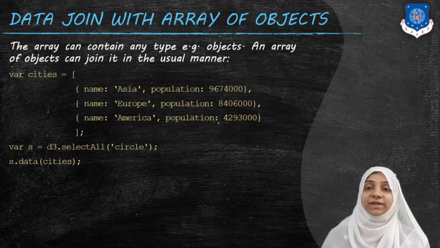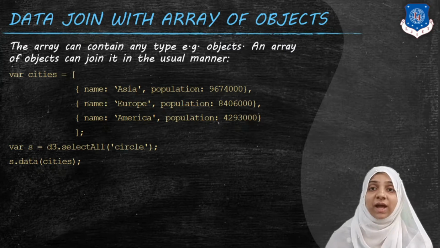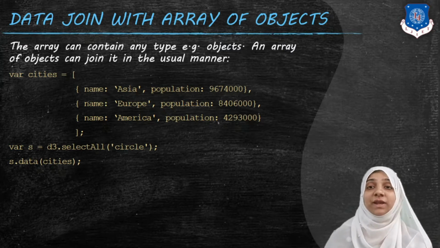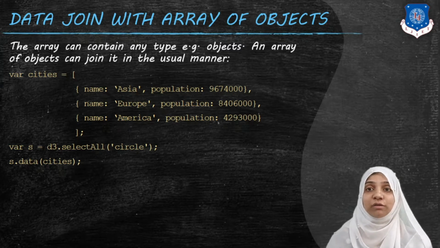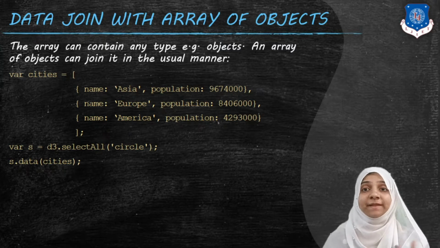We can also join data which is not a simple array, but an array of objects. So whenever your data is not a simple array of numbers or text, but a combination of text as well as numbers stored inside an object, in that case also we can bind the selection with the help of data join.